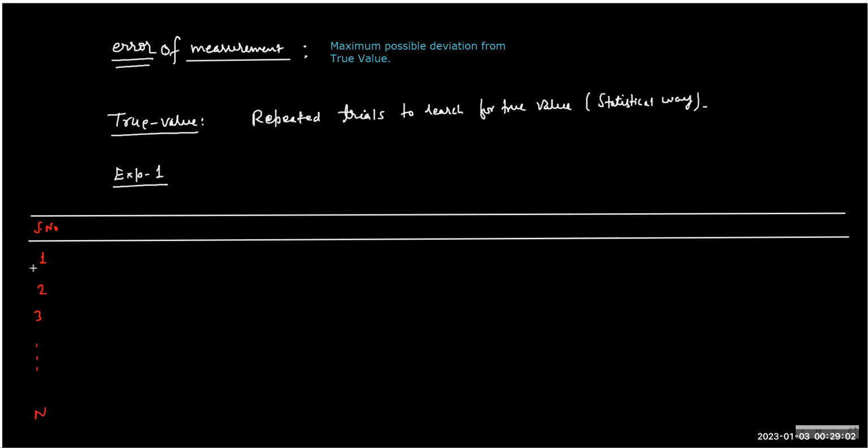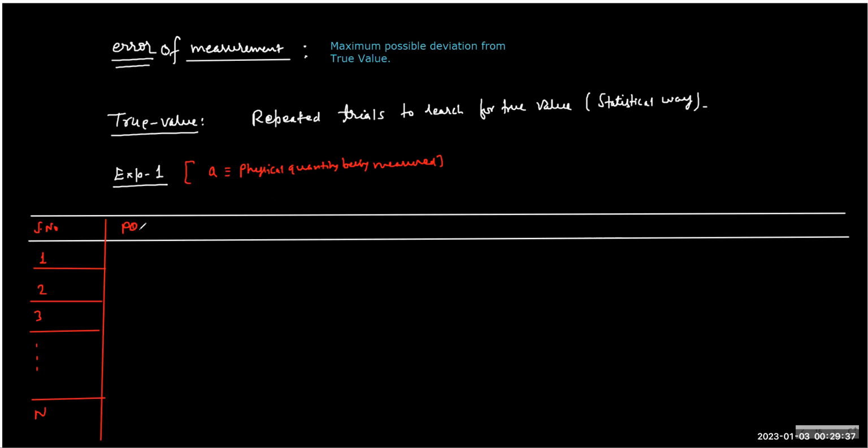And in the first trial, you get some value, right? What you are measuring, let's say the physical quantity being measured, let's call it A. A is the name of the physical quantity being measured. We'll talk about the instrument later on, but let's say you're trying to measure the physical quantity. When you perform the first trial, the answer you get is A1. In the second trial, you get A2, then A3, and eventually you get AN, okay? So far, so good. So these are the repeated trials.